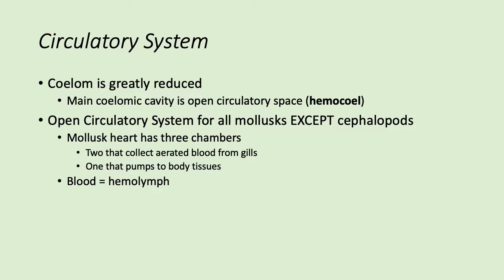For the mollusks, all of them have an open circulatory system except the cephalopods. Their heart has 3 chambers, 2 that collect blood from the gills and 1 that pumps it out to the body tissues. And the blood isn't really called blood, it's called hemolymph. Now the hemocoel isn't just one big open space. It could be several sinuses or cavities, each tied into a network of vessels where gas exchange can take place in the gills. So, I'm going to find that hemocoel picture.